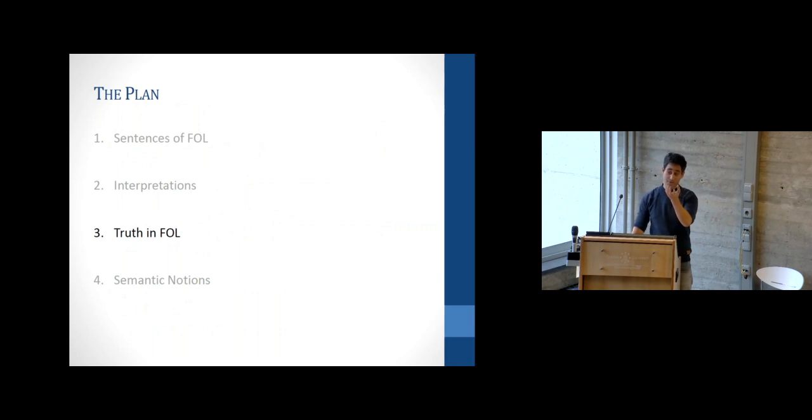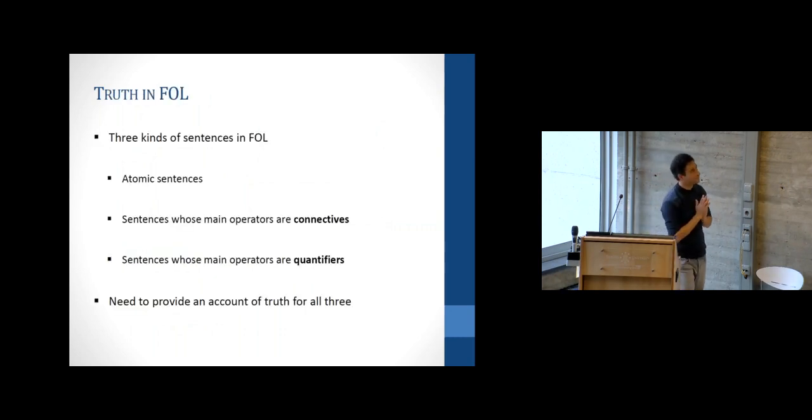When you have an interpretation, we can give a truth value for any sentence. How do we do that? Not that easy. Just in terms of definitions, we have three kinds of sentences in FOL: atomic sentences, sentences whose main operator is a connective, and sentences whose main operator is a quantifier. We want to be able to give a truth value to each one of these types of sentences.